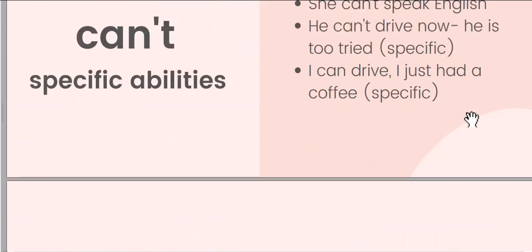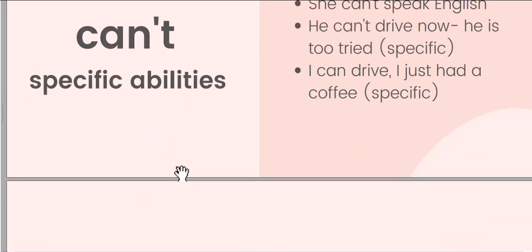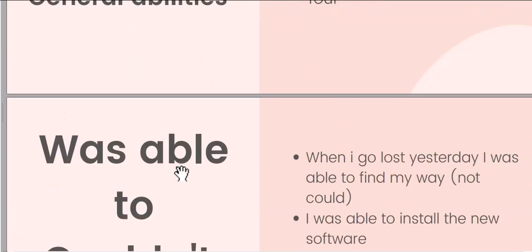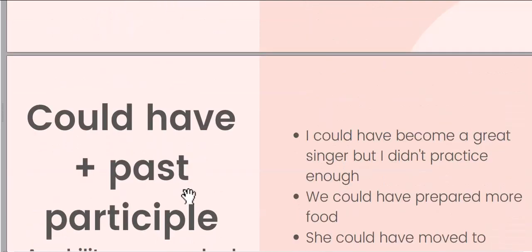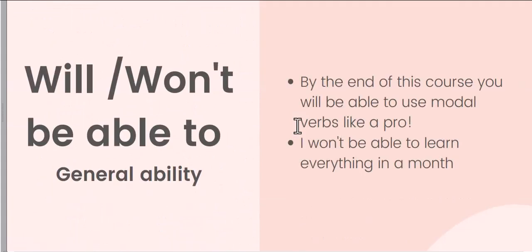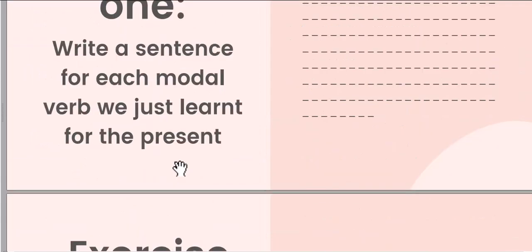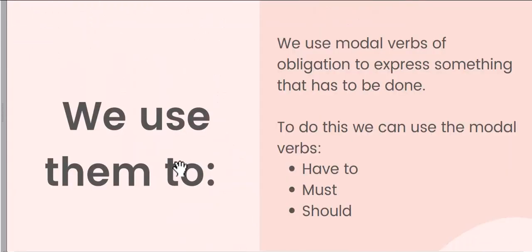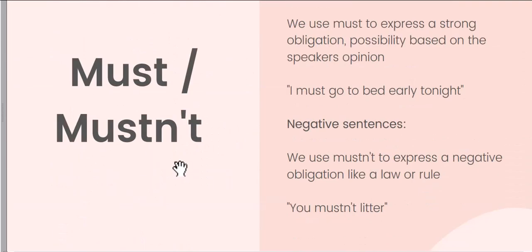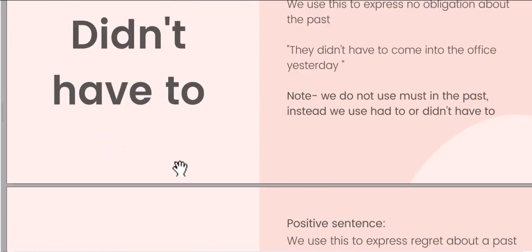So I hope you like this. I already talked about can and can't for specific ability. This is about the past and the future. Of course, the modal verb in the future you use will. And here are some exercises. I think you're going to like them so much. I'm going to leave them in the description.